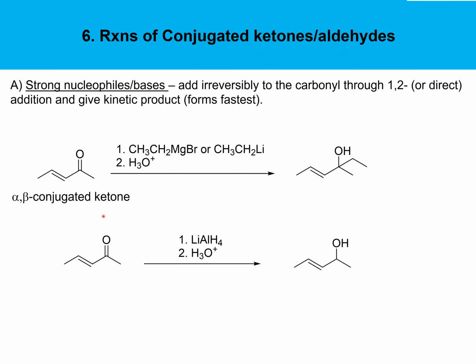And another example of a very strong nucleophile that would add irreversibly and will add to the carbonyl carbon of an alpha-beta unsaturated carbonyl would be lithium aluminum hydride. So this is a reagent that produces hydrides, and that hydrogen will add to this carbon, turning the ketone into an alcohol.